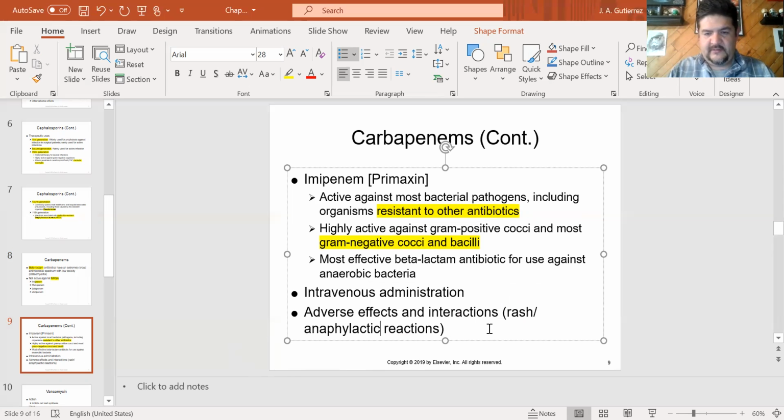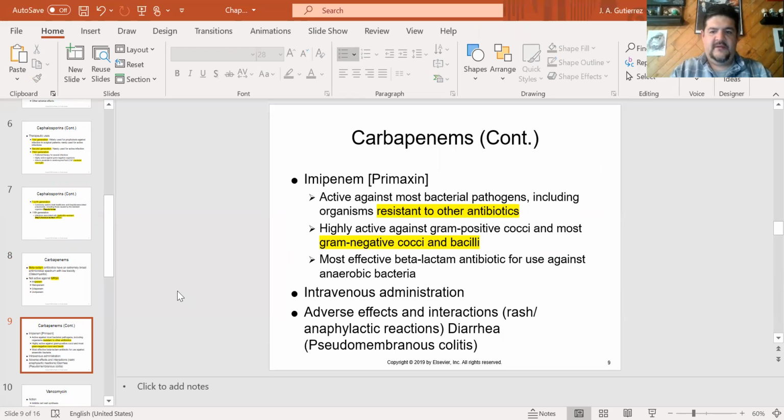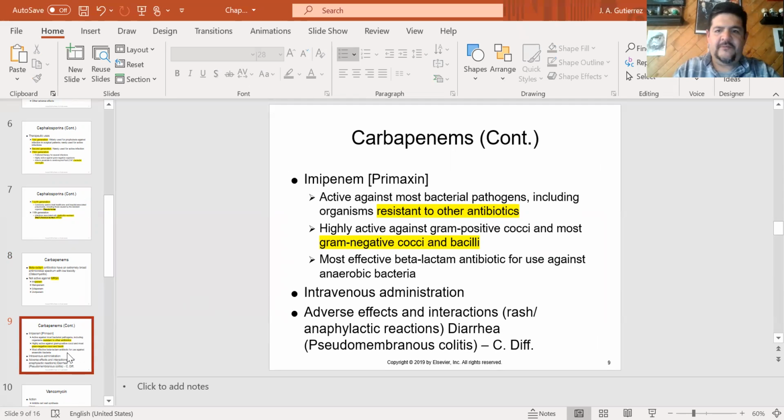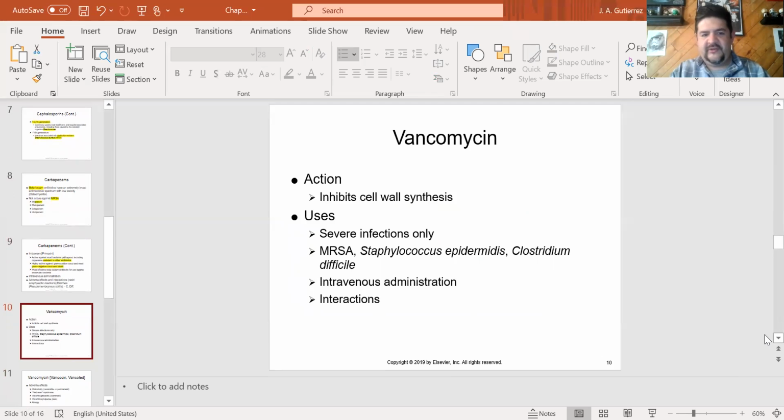And if the patient, less likely, but the patient says that they're having diarrhea, we need to make sure that it's not pseudomembranous colitis. Again, pseudomembranous colitis is produced by Clostridium difficile or C. diff, and the treatment is metronidazole. So that'll be a really quick review from carbapenems. They're not used that much, and when they're used, it's only in a hospital setting.